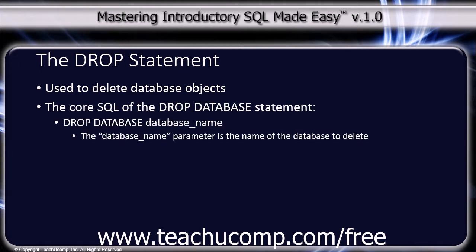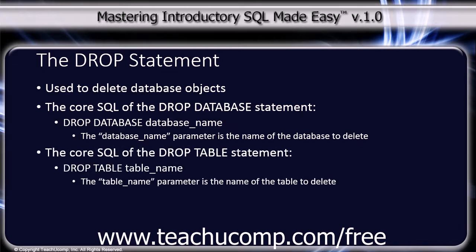The following statement shows the core SQL used to delete a database. Note that the parameter database name is the name of the database to delete. So in this case, the core SQL is simply drop database, then the database name parameter.